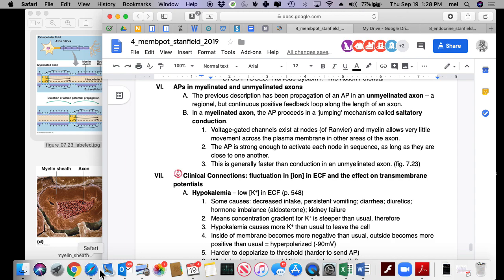So no sheath, there's nothing there to keep moving it. Yeah, there aren't any channels under the myelin sheath. And would you want any channels under the myelin sheath? No, you literally are trying to keep stuff from moving, right? So you don't want any channels under there. That's what you're doing, you're insulating those particular portions.